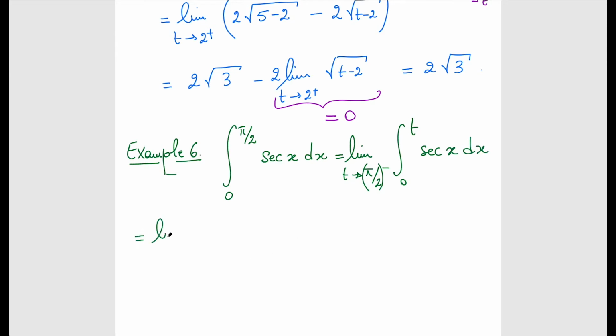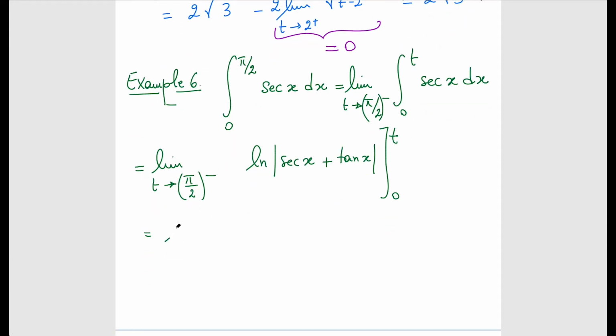This is the limit as t goes to pi over 2 from the left. The primitive of secant is ln of the absolute value of secant x plus tangent x. We discussed this a while ago. And this is taken between 0 and t. Correct? Alright. And let's evaluate this at t.